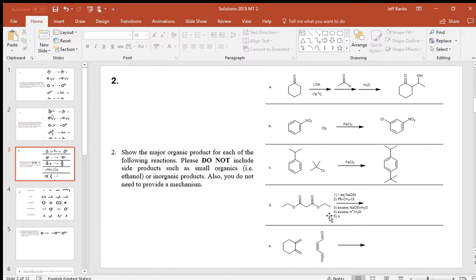2D. A couple of things here. Hopefully we realize that we have diethyl malonate. We have very acidic protons here because there's an electron withdrawing group on each side of that methylene group. We have a base, ethoxide. What's it going to do? It can act as a nucleophile.